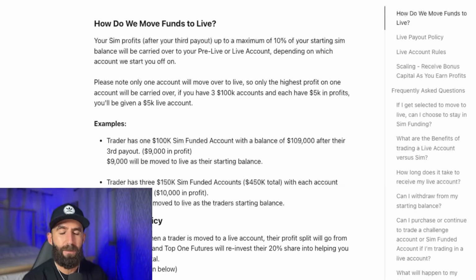Three payouts from the same account for instant funded accounts, 2 payouts for the straight to funded Sim Pro. And you're considered for a live account, not guaranteed. They look at your trading, same at almost every other firm, right? You're going to be considered for that live account.